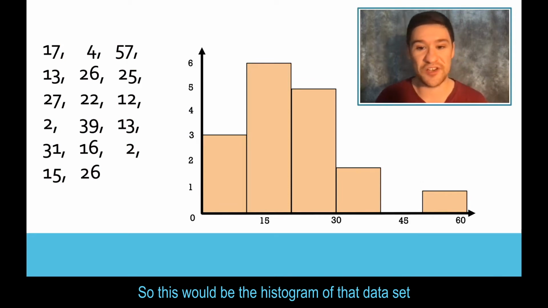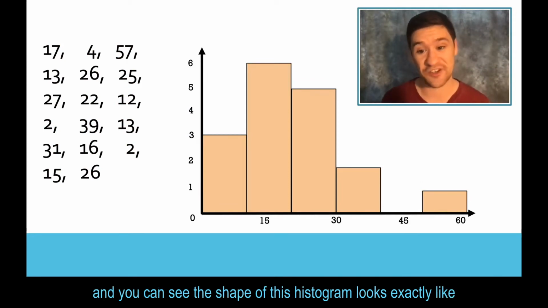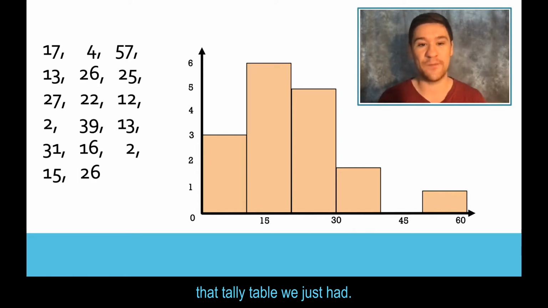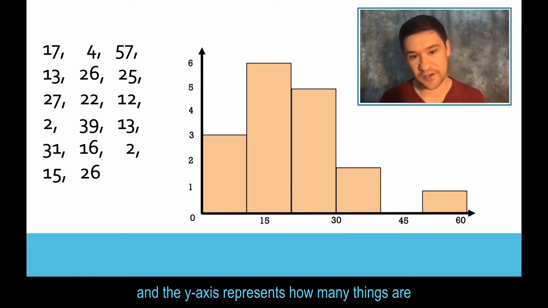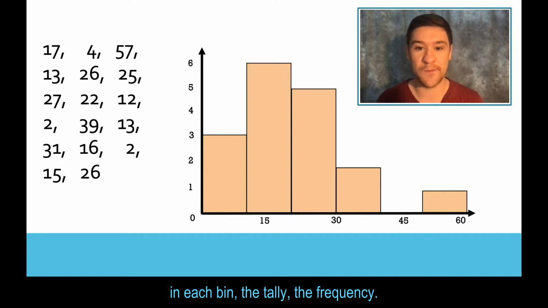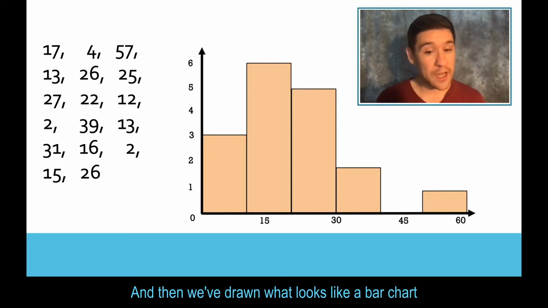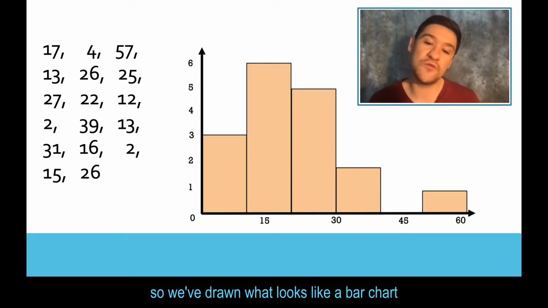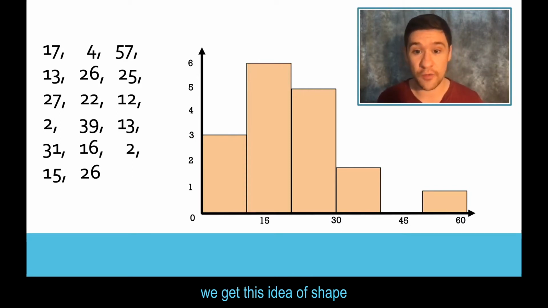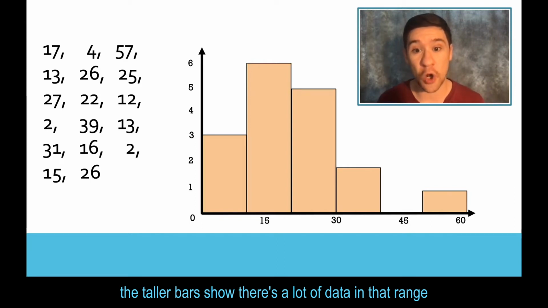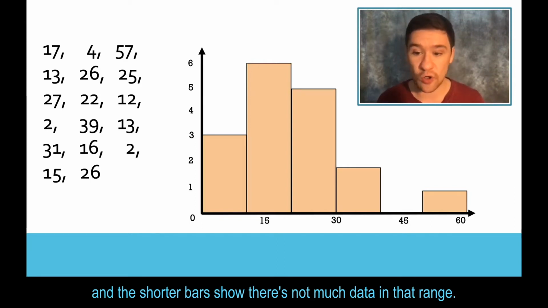So this would be the histogram of that data set, and you can see the shape of this histogram looks exactly like the tally table we just had. So we have an x-axis, and the x-axis represents the values of our data set, and the y-axis represents how many things are in each bin, the tally, the frequency. And then we've drawn what looks like a bar chart, but it isn't a bar chart. We've drawn what looks like a bar chart saying how many values were in each bin. And by doing so, we get this idea of shape. The taller bars show there's a lot of data in that range, and the shorter bars show there's not much data in that range.